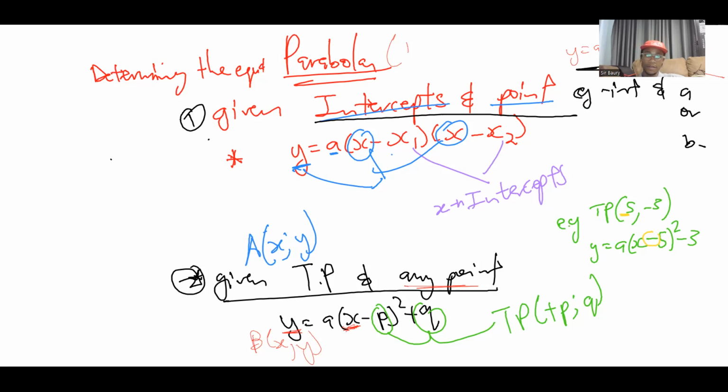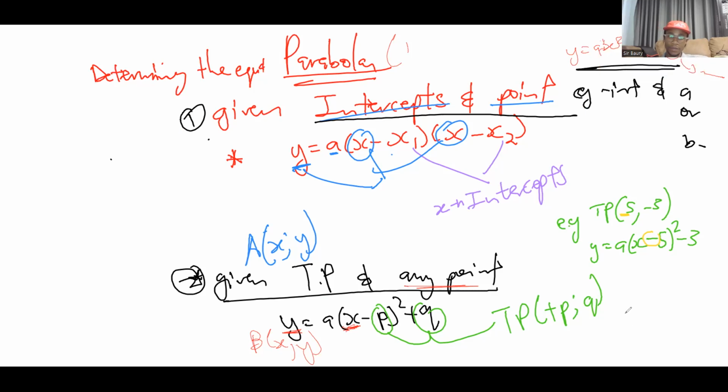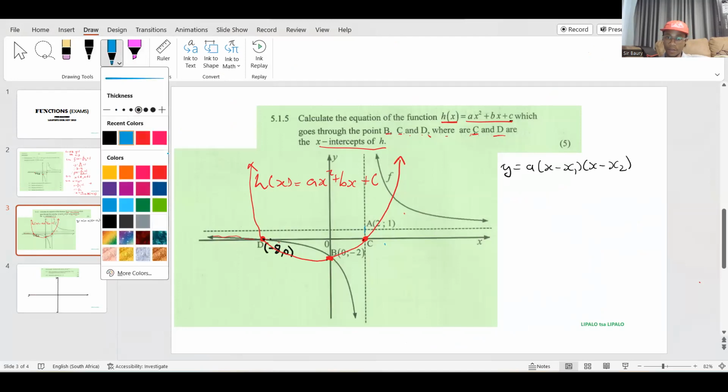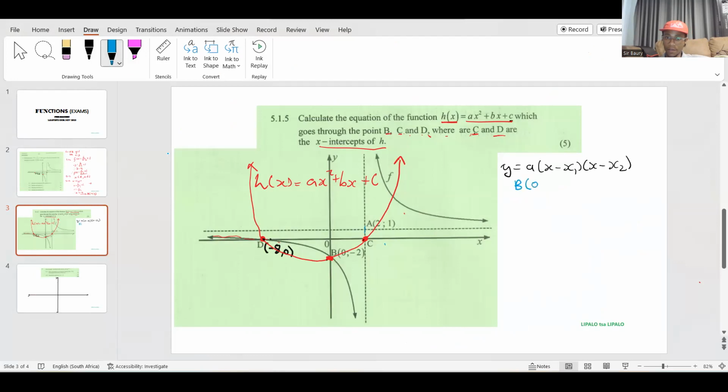Okay, let's get back to this. I'm given intercepts and a point, so y is equal to a(x minus intercept)(x minus intercept). Be careful when substituting here. I'll start with B. B is 0 and negative 2. So in the place of y, I'm putting negative 2, equal to a, then that's a point.